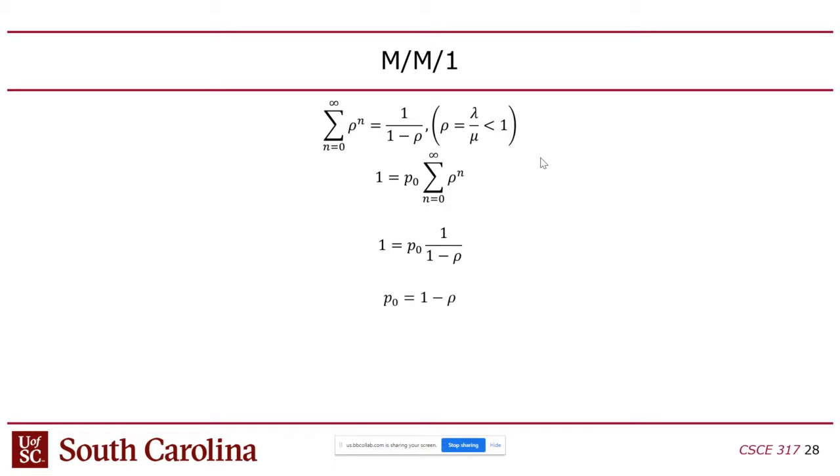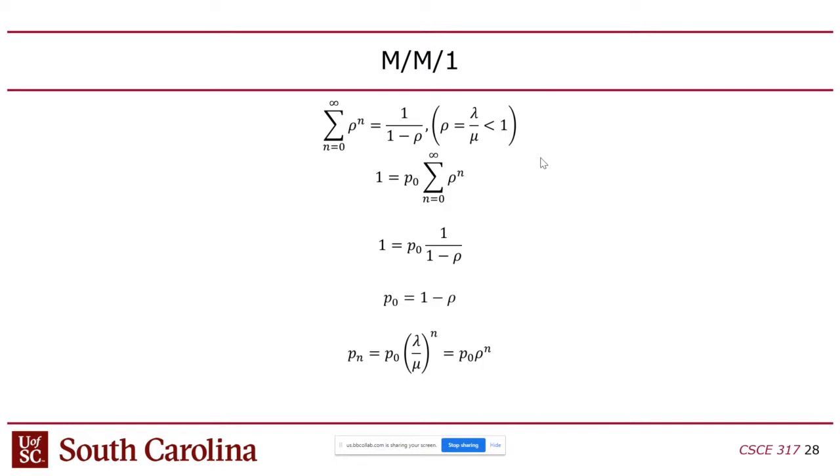P sub 0 is 1 minus rho. That's it. Oh, good. Well, that's good. All right, well, we know the probability of the system being empty as a function of lambda and mu, so that's nice. That turned out to be pretty simple.